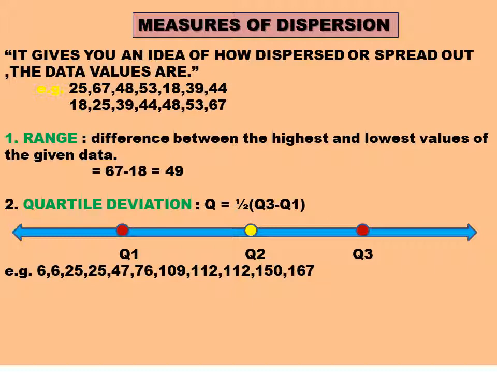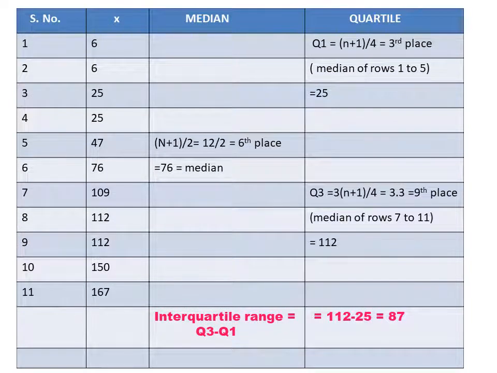There are 11 numbers. Let's see the table. I have made a table with the serial number, then the data X, then the median, and the fourth column is quartile. There are 11 numbers in total. X means the values. The numbers are 6, 6, 25, 25, 47, 76, 109, 112, 112, 150, and 167.